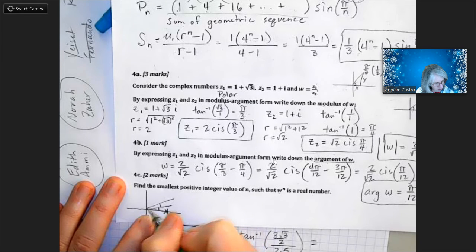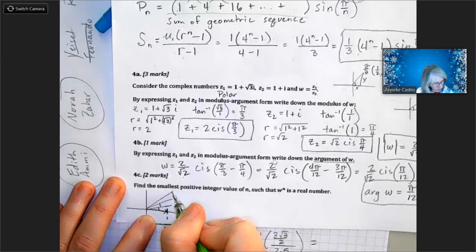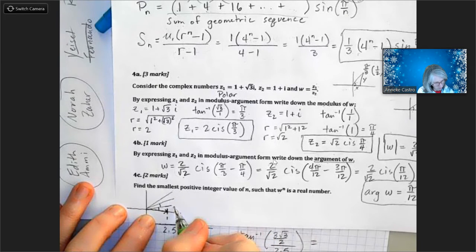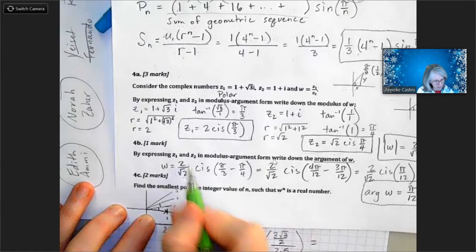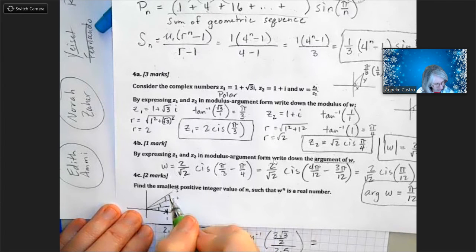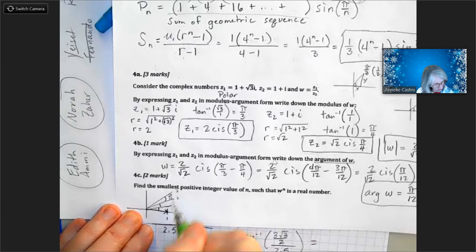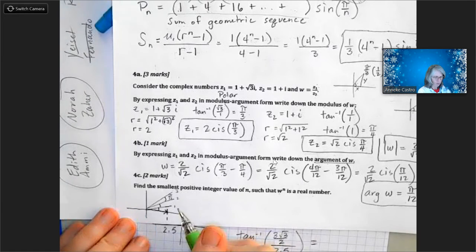And then the next one, I'm going to raise that to the, let's see, this was to the first, to the second, to the third. I would raise that to the third, however long that is. But I'm always going to rotate by pi over 12. So each one of these rotations is going to be pi over 12.